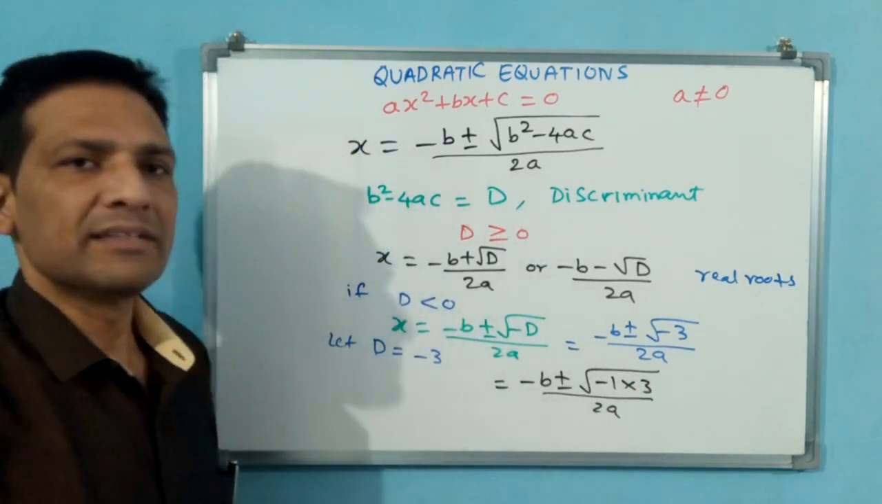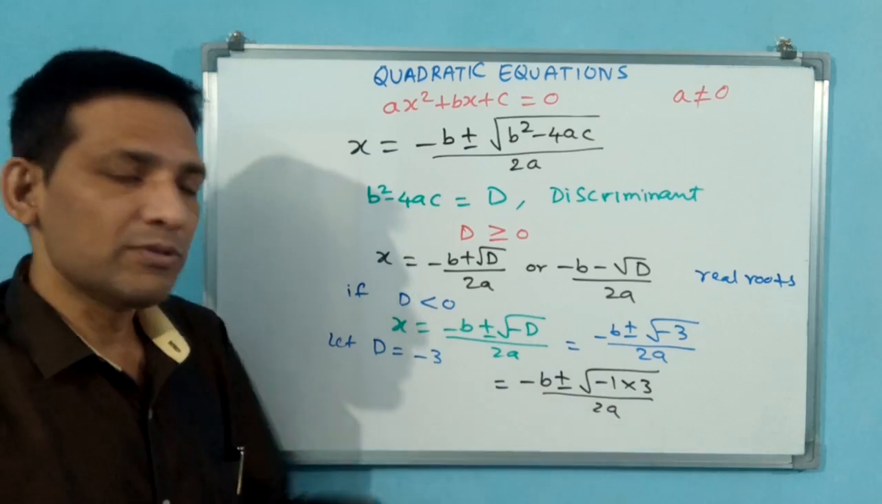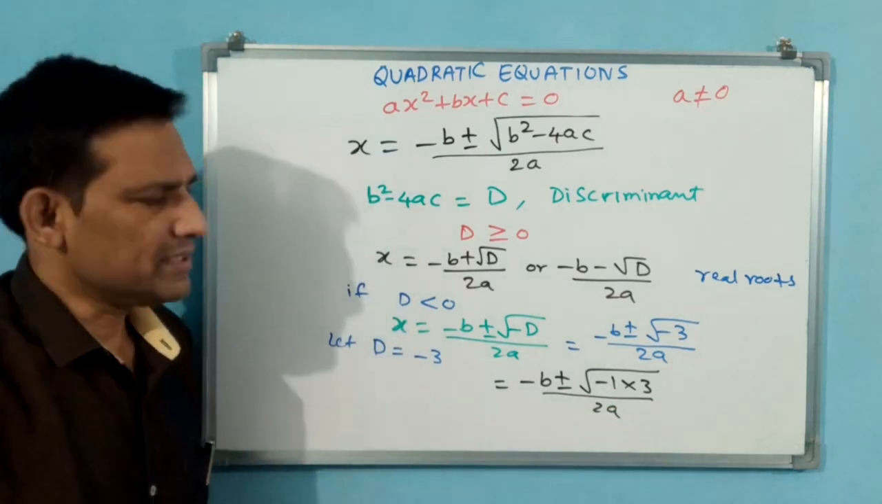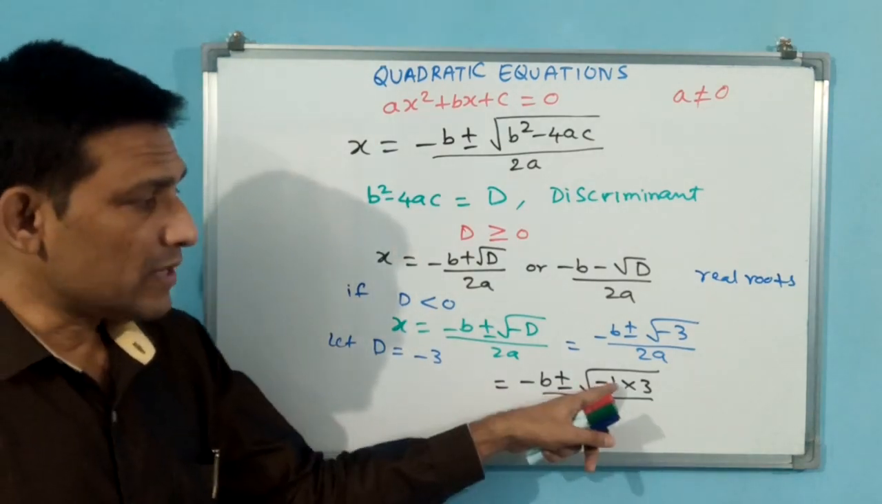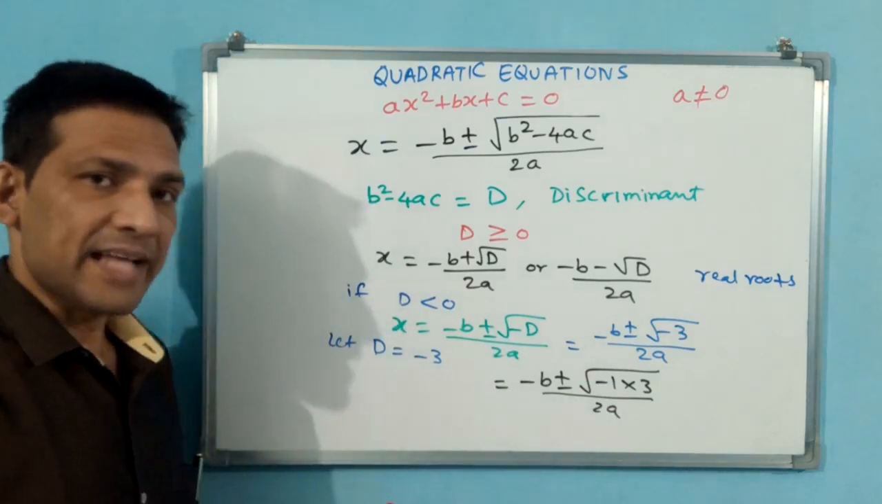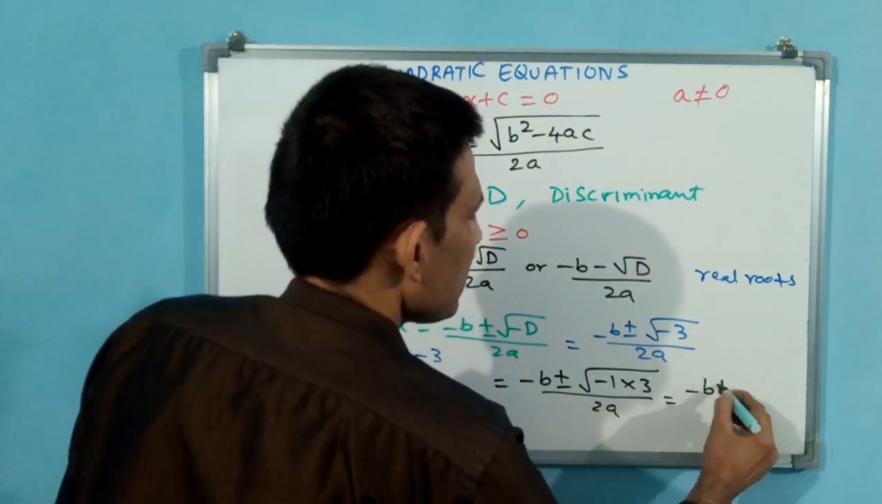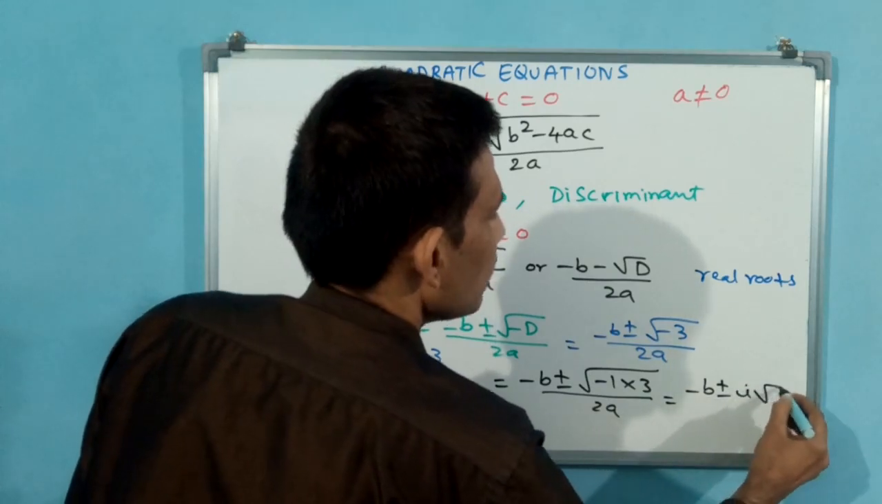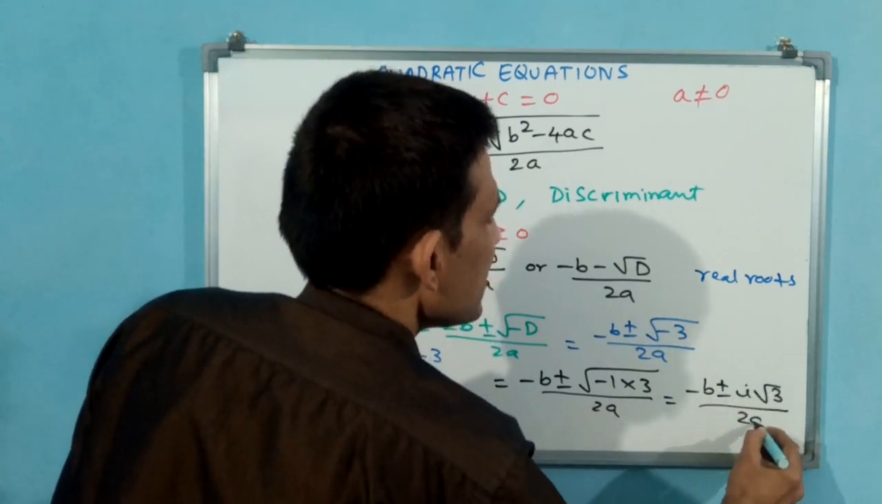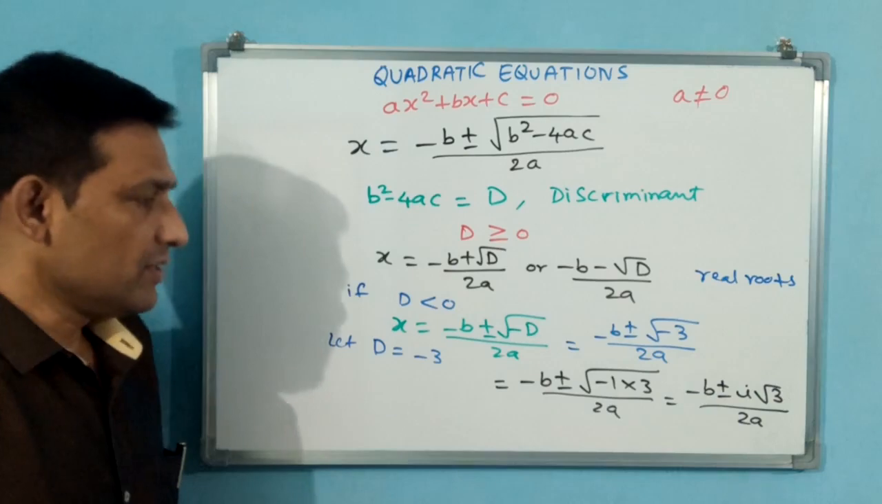Shall I write like this? Why? Because minus 3 is equal to minus 1 into 3, and the square root of minus 1, I can take outside as i. Okay, finally what I am going to make it? Plus or minus i root 3 by 2a.